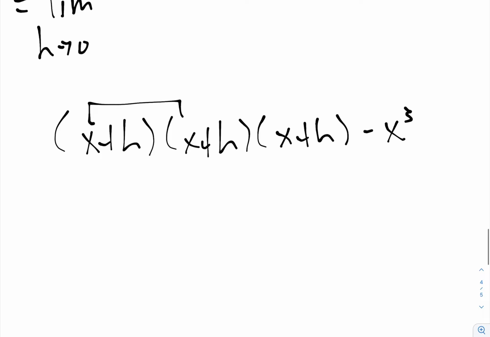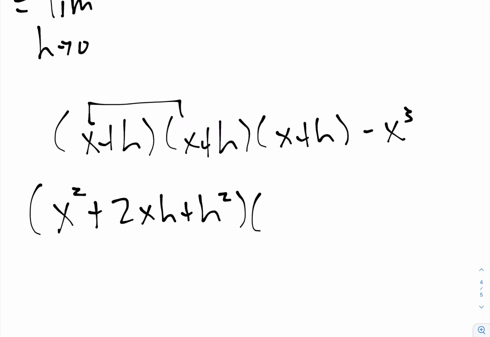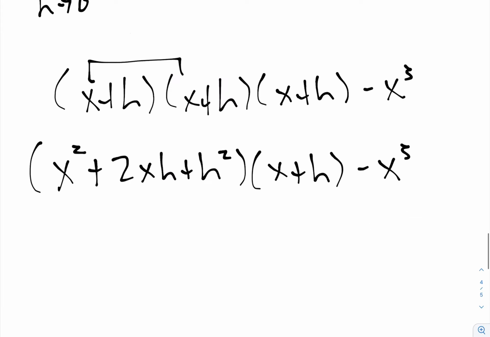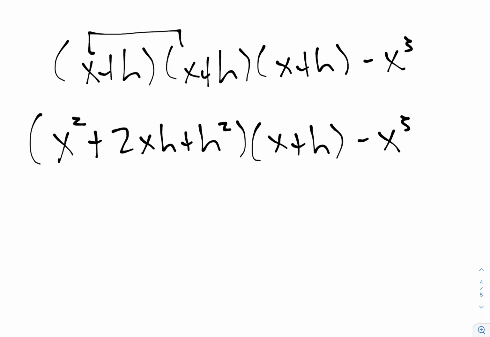X times x, that's going to be x squared. And then we're going to get plus 2xh, right, plus h squared. We get times (x plus h) minus x cubed. So I'm just simplifying our change in y on the top. This is the numerator of our derivative. Okay, so we got this bigger bracket now.